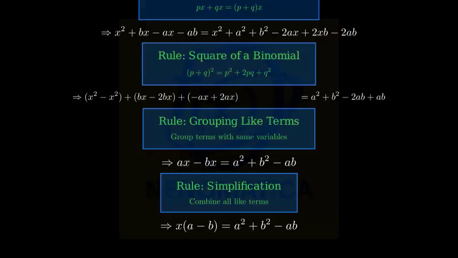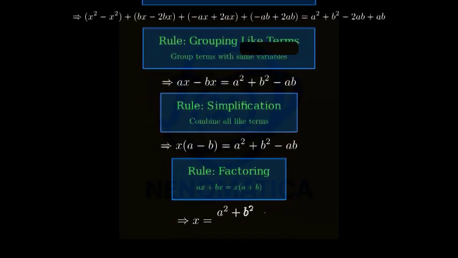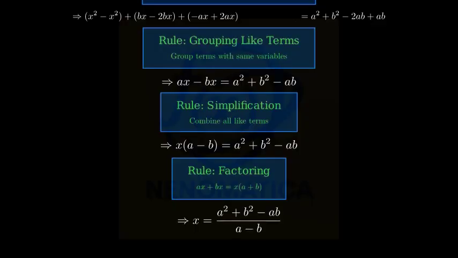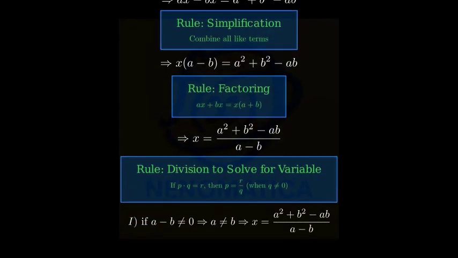Let's factor out x from the left side. We get x times a minus b equals a squared plus b squared minus ab. Now, we can solve for x by dividing both sides by a minus b. This gives us x equals a squared plus b squared minus ab all divided by a minus b. This is our solution, but we need to check when this solution is valid.